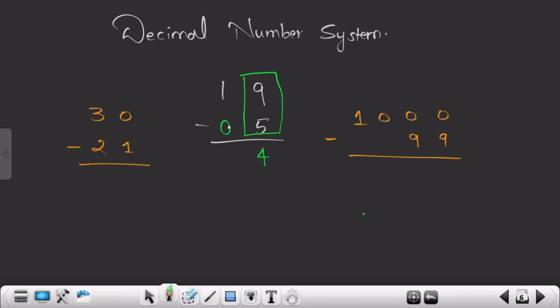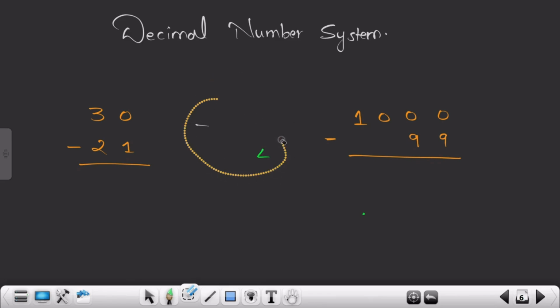If there isn't any number present before this digit, obviously we used to take it as 0. Then we used to perform the subtraction in this column, that is 1 minus 0, which is 1. So what is 19 minus 5? It is 14. This is how we used to perform subtraction, and we will try to do the subtraction of these two numericals in that particular way only.